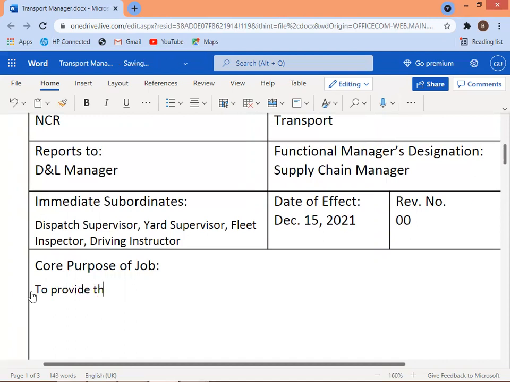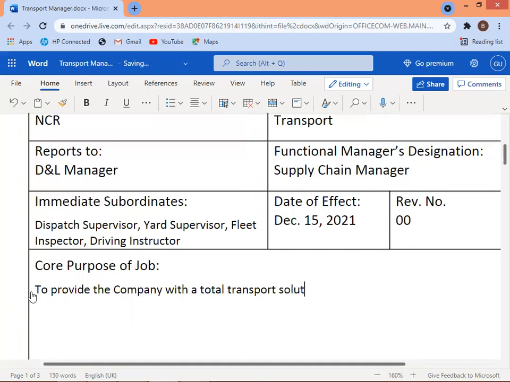the company with a total transport solution. Okay, do you have an idea now what I'm doing? So to provide the company with a total transport solution.